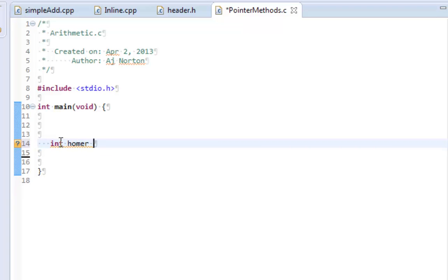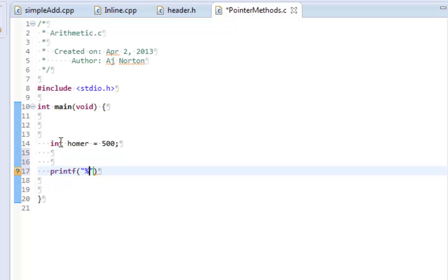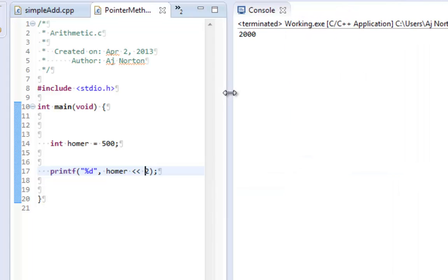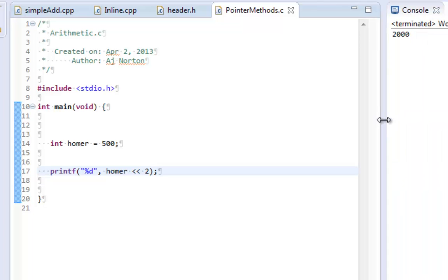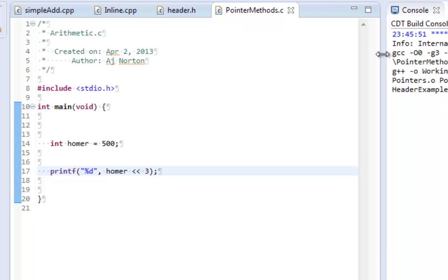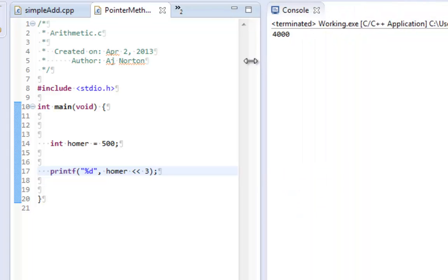I'm going to make an int and call it Homer, after one of my favorite television characters, Homer Simpson, and I'm going to printf %d. I'm going to print out Homer, but before that I'm going to shift it to the left twice. That's the equivalent of multiplying it by 2 to whatever I put as the parameter. So 2 squared is 4. This is equivalent to multiplying 500 by 4, which will give me 2,000 when I run this. It takes a little while, but as you can see, I have 2,000. If I wanted to multiply this by 8, that would be 2 to the third, so I'll put 3 here, and I get 4,000.